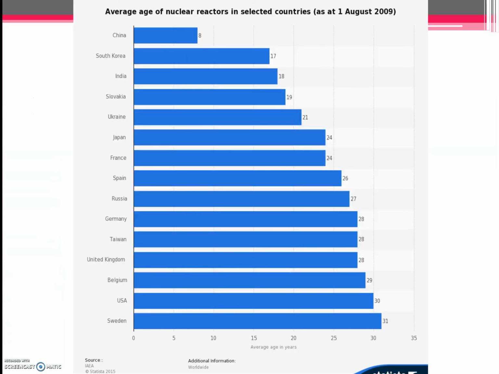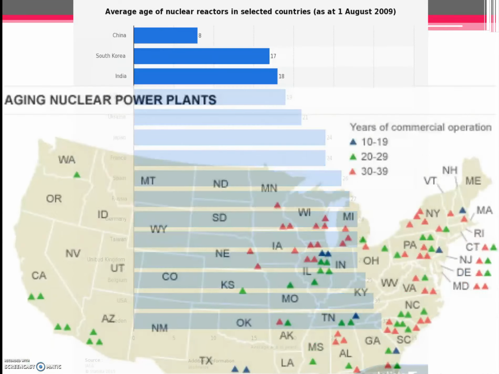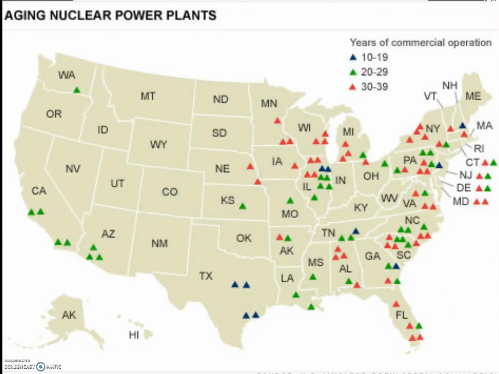Looking at the average age of some of the nuclear reactors in different countries as of August 2009, the average age in China is 8. Looking at Sweden, it's 31 years. So we're reaching, and add time onto that because this is as of August 2009. Looking at some aging nuclear power plants, you can see roughly where they are located. Looking at the years of operation, we have very few in that 10 to 19 range because we stopped producing them in 1980. Quite a few in the 20 to 29 range, and quite a few in that 30 to 39 range.